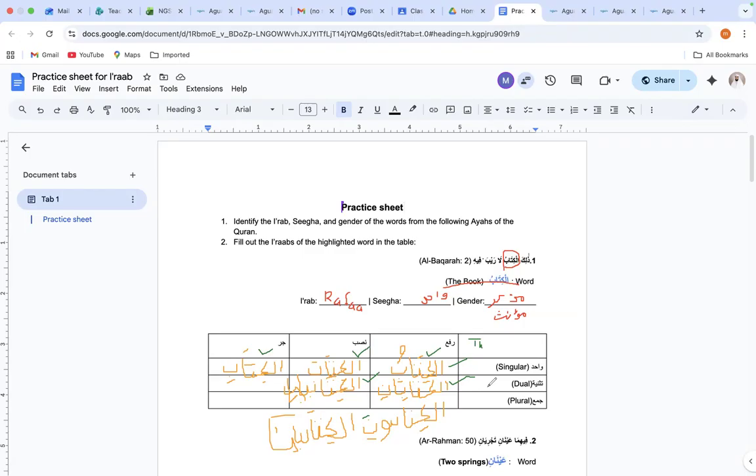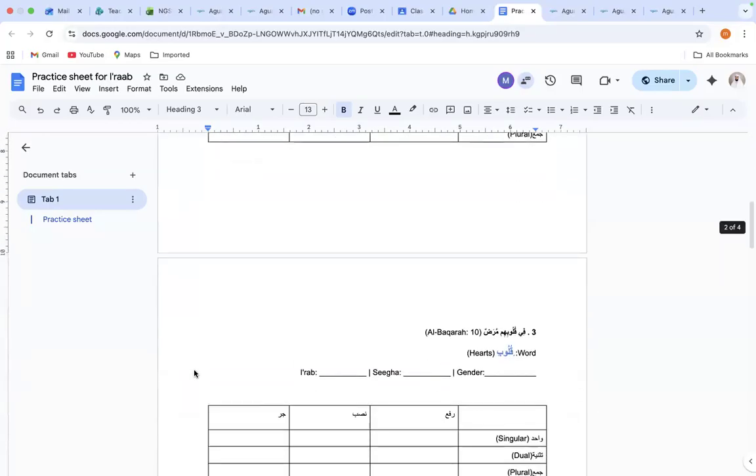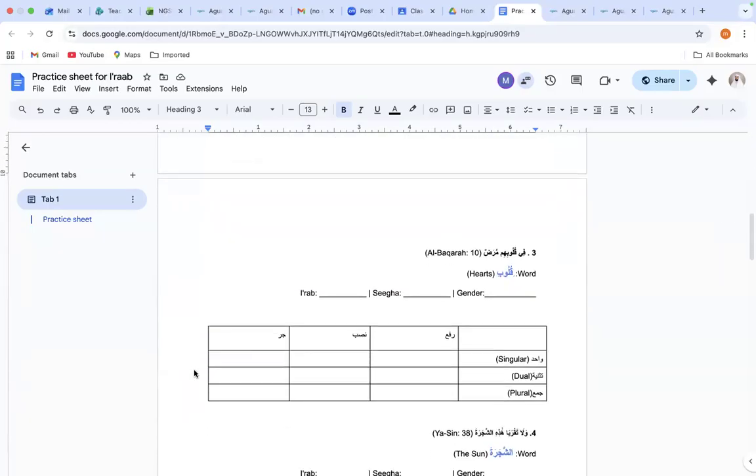Because it is dual, we have to mention the word two in our translation. Al-kitabani, al-rajulani, two, because they are in the state of dual. So this is an activity, inshallah, as a practice sheet, which if done will be really, really beneficial, and it will help you go forward in the class.